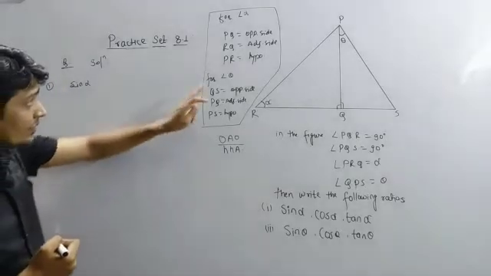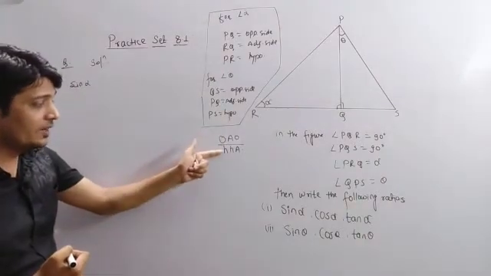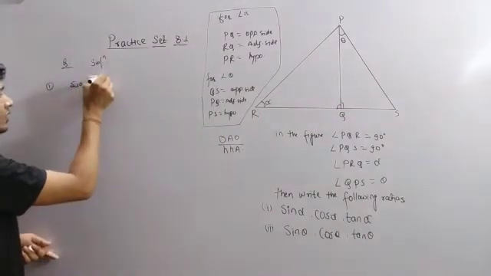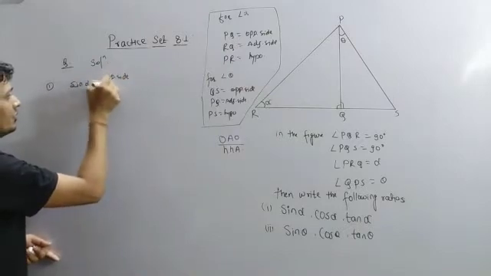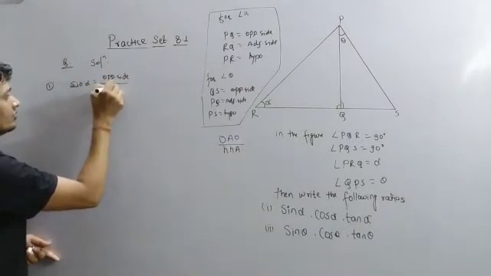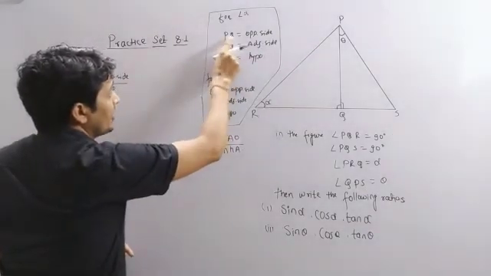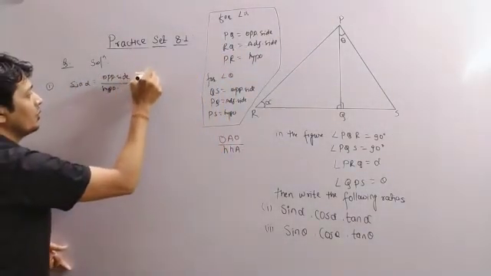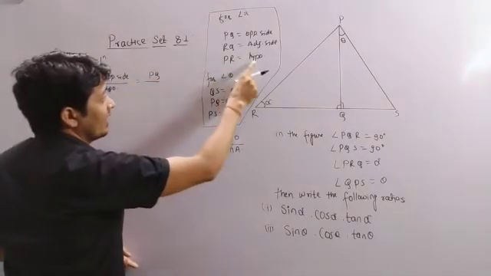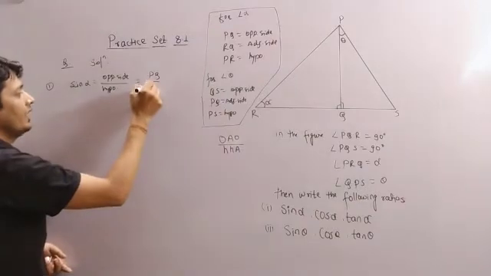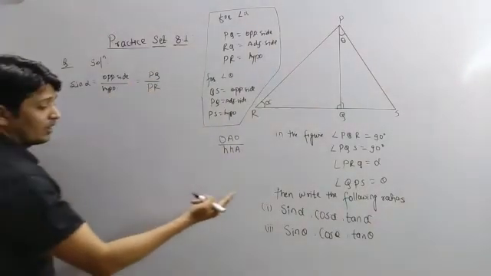So for angle alpha, sin equals what? Opposite side divided by hypotenuse. So we have to write opposite side divided by hypotenuse. For angle alpha, which is the opposite side? PQ. So we write PQ divided by hypotenuse, which for alpha is PR. So we have to write PR. This is the first answer.